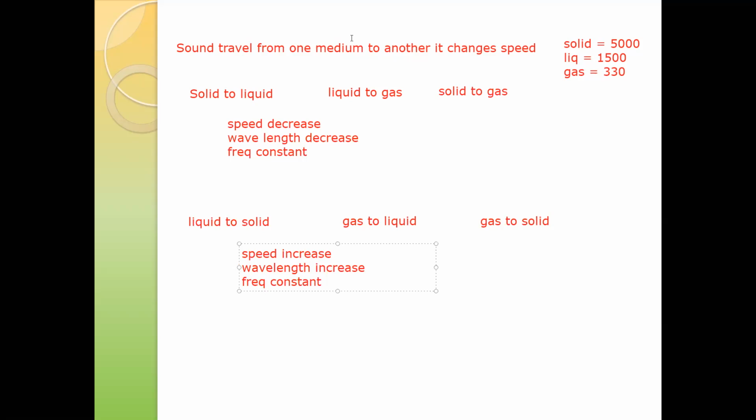So the ratio between speed and wavelength is called frequency. So frequency does not change as the sound travels from one medium to another. Moving from solid to liquid or liquid to gas, speed decreases, so wavelength also decreases, so the ratio remains constant. Moving from liquid to solid, gas to liquid, or gas to solid, the speed increases, the wavelength also increases, but the frequency remains unchanged.